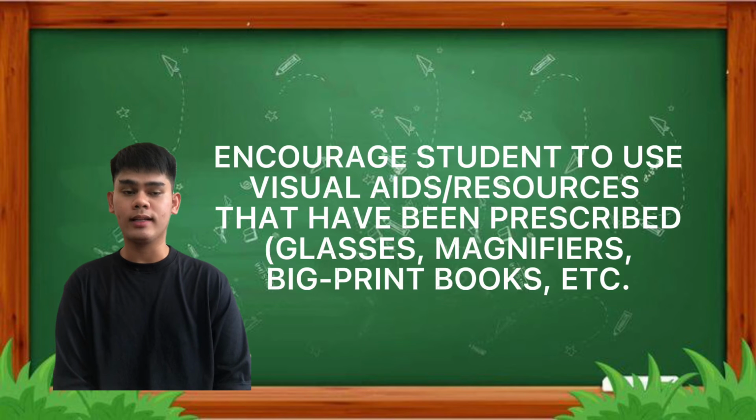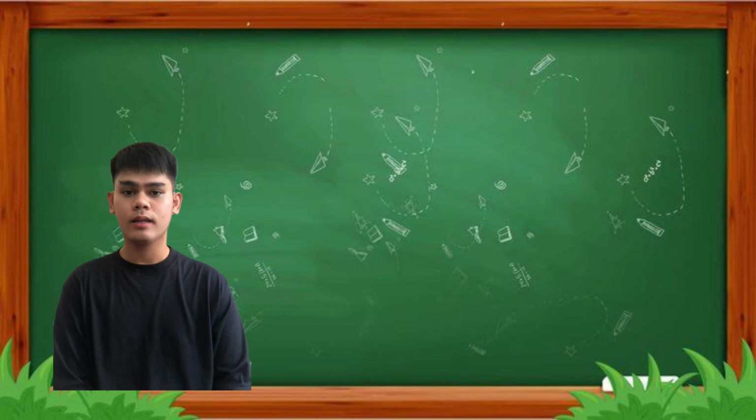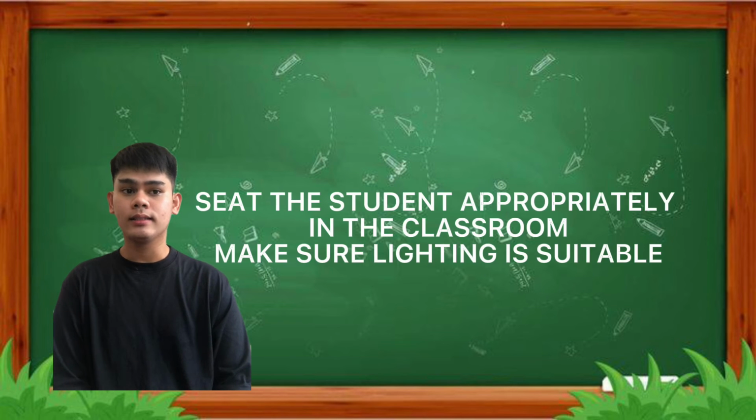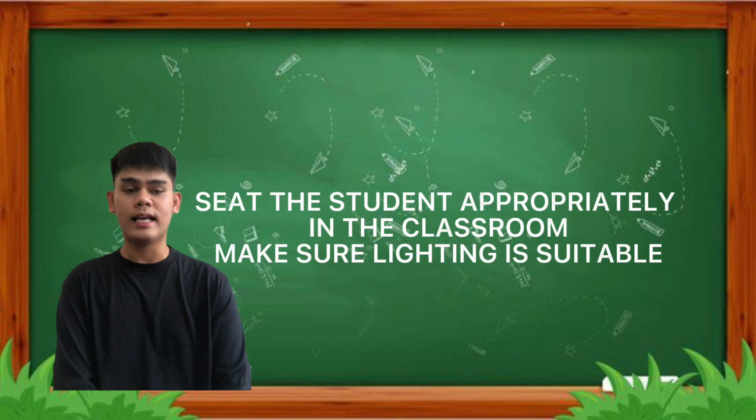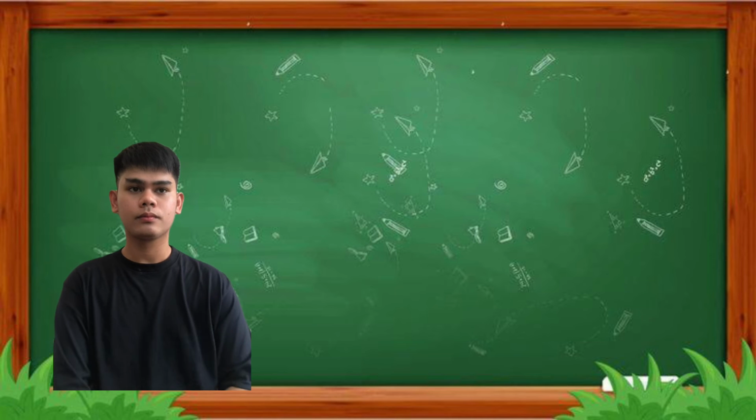For example, glasses, magnifiers, big print books, and so on. The second one is that the student should be seated appropriately in the classroom, in the middle or in front. And the last one is to make sure that the lighting is suitable.